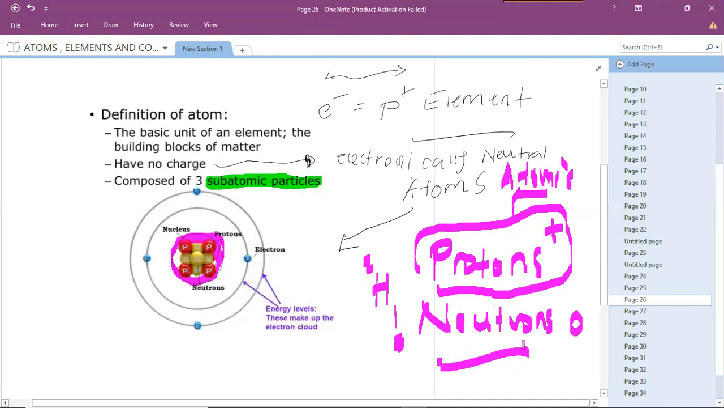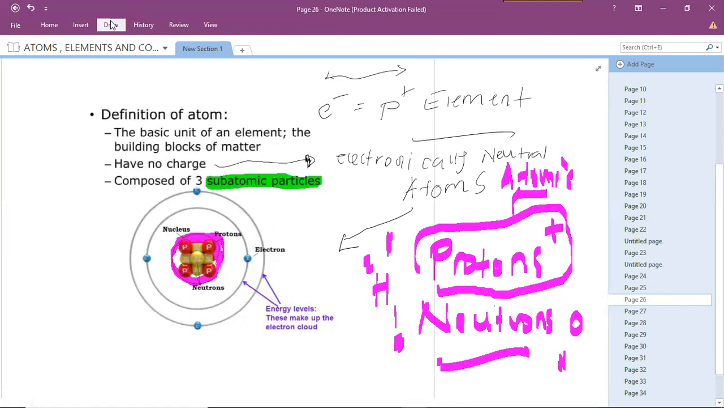Neutrons have no charge. Protons have a mass of 1, and neutrons also have a mass of 1. So these two sort of balance each other, but the protons have a positive charge and the neutrons have no charge at all.